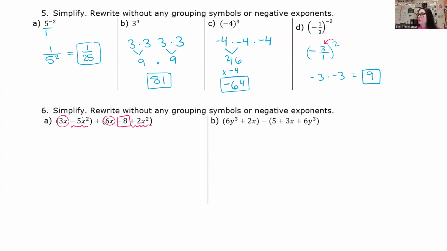When we write in standard form, you start with the biggest exponent. So when I'm looking at these, I have something with no exponent, something to the first power, and something to the second power. So I start with the biggest one. I'm going to start with the x squared terms. So I have minus 5 plus 2. What does that give me? So minus 5 plus 2. Negative 3 x squared.